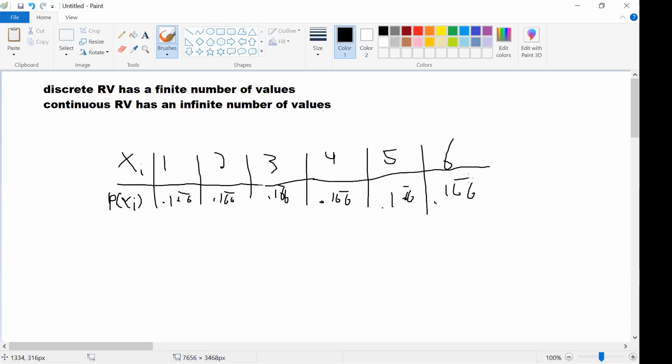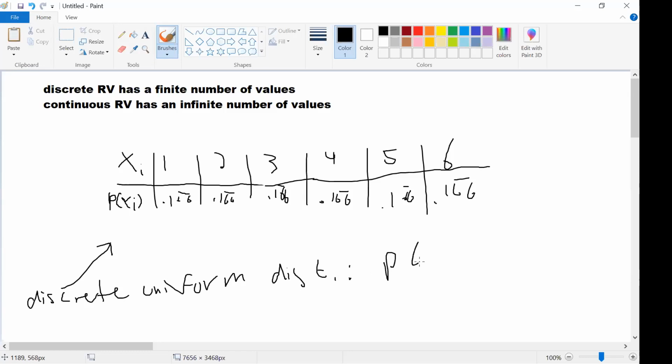Now you'll notice all of these have the same probability. This is a special case of a general discrete distribution, and it's called the discrete uniform distribution. And we can say that this probability is equal to 1 over n. We have 6 data values, so we had 1/6. That's 0.1666666, and so on.